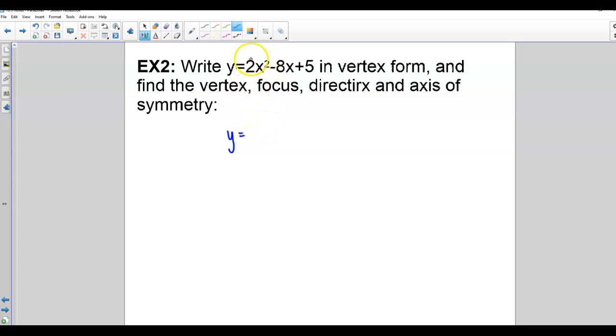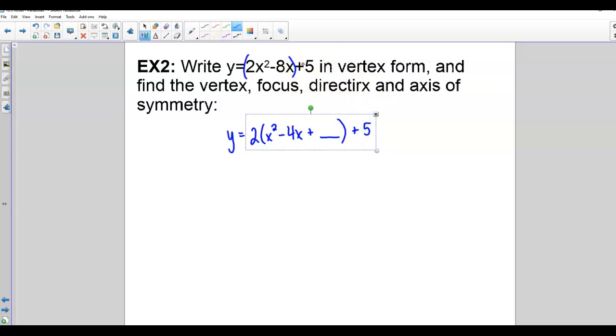So we want to factor out the 2 right here. So we'll have x squared minus 4x. And I'm going to go ahead and put a plus blank right here. And I'm going to put my plus 5 over here on the end. I'm just going to kind of leave it there.